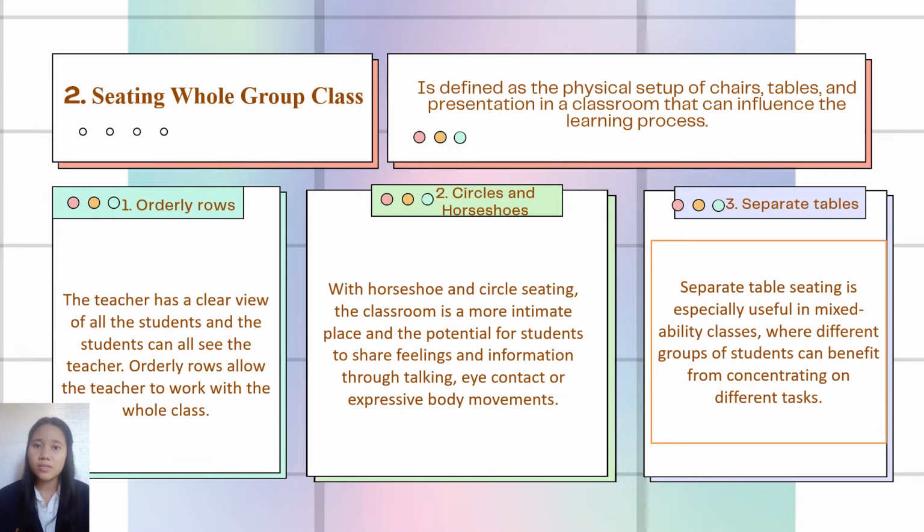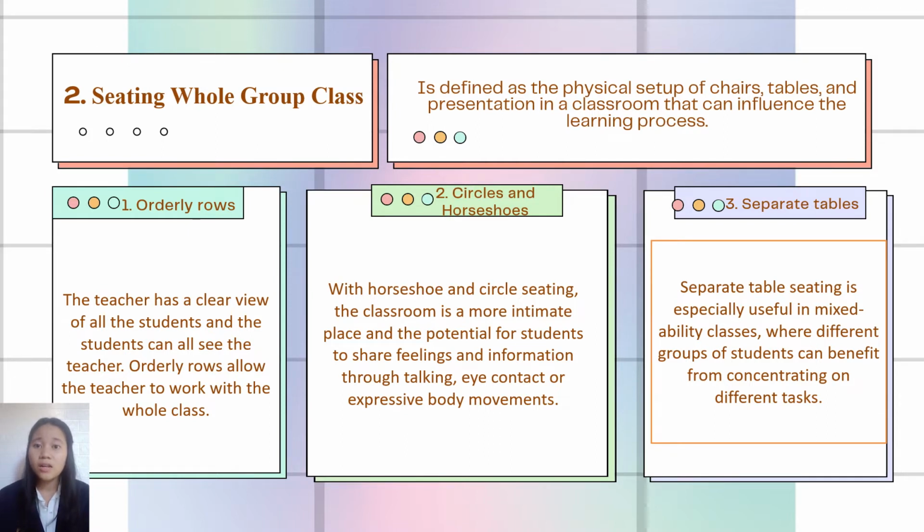It's defined as the physical setup of chairs, tables, and presentation in a classroom that can influence the learning process. There are many different ways of seating classes when they are working as a whole group. As you can see on the slide, we pick 3 ways. Number 1, orderly rows. One of the most common is to have students sit in orderly rows.